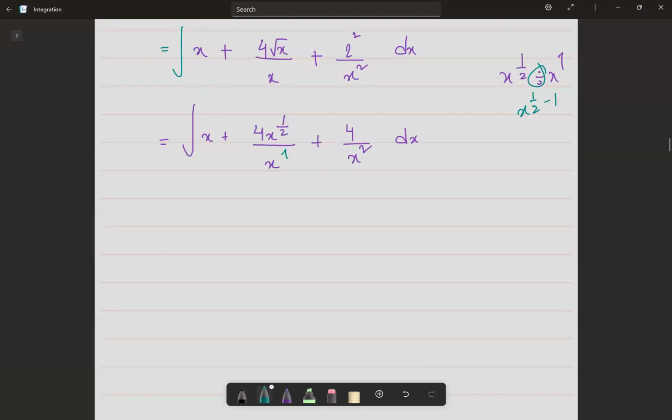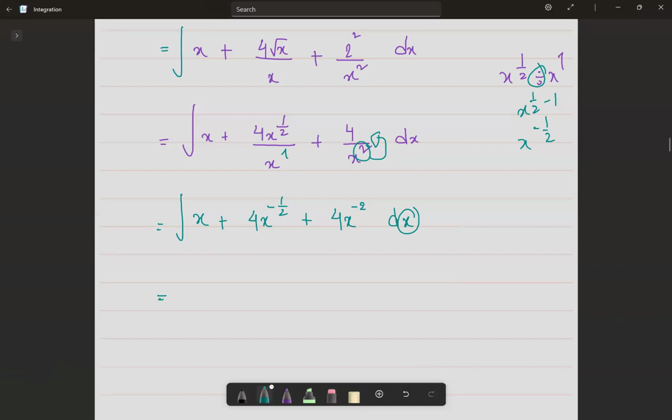So we will apply that in here and we will get integration of x plus 4x to the power of half minus 1, which gives you x to the power of minus half. So we will have 4x to the power of minus half plus, we need to bring this x square into the numerator, so we will get 4x to the power of minus 2 and then dx. Now all the x that we are concerned about, because we have a dx in here, are in the numerator and we can start integration. Because we are integrating, we do not need to write this sign and dx anymore.